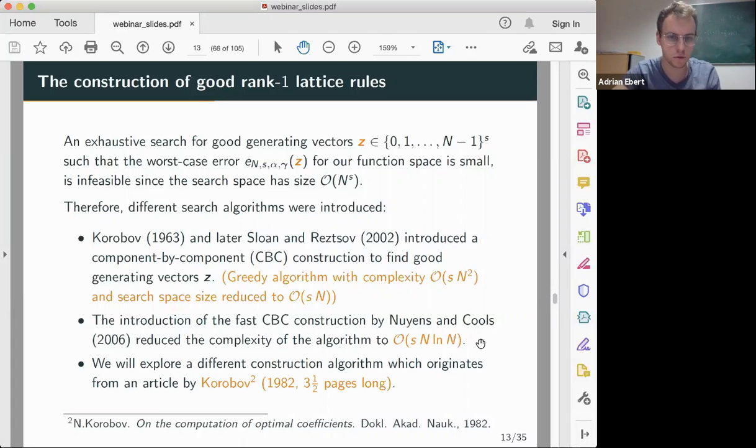And here I will explore a different algorithm which goes back to this article by Korobov, which we extended to the modern weighted QMC setting.